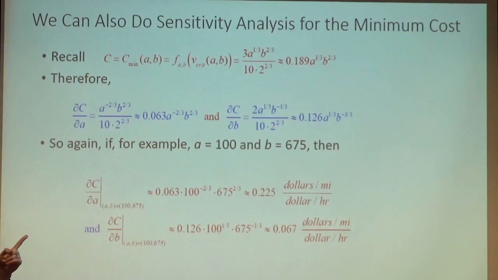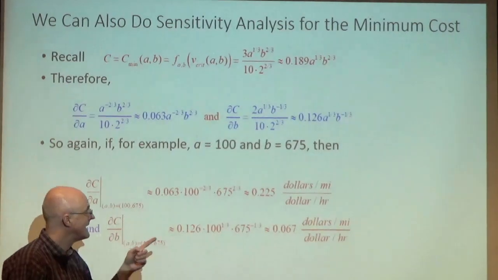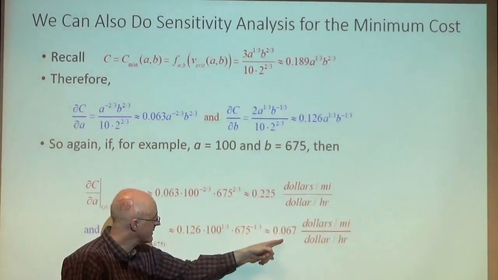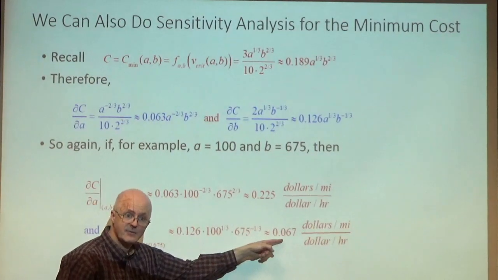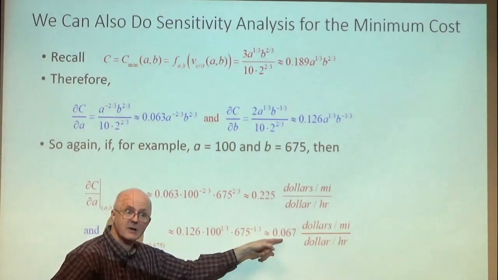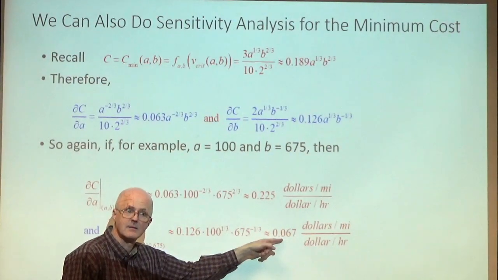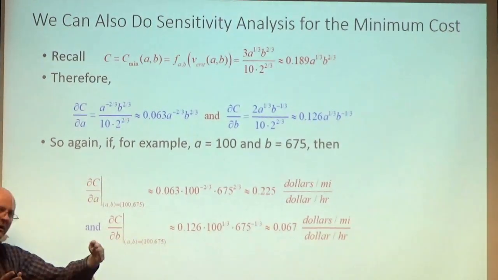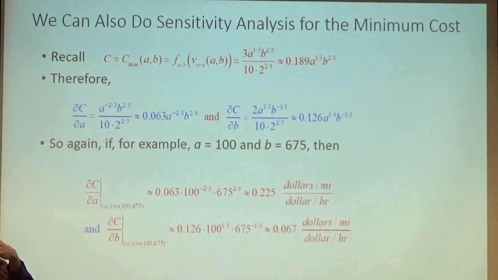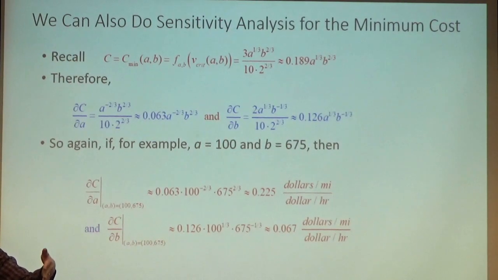Here's something useful. Which one affects your cost more? Changing A or changing B? Changing A does, because this partial derivative is bigger than that. A, the fuel cost, small changes in A have a bigger effect on your total cost than small changes in B. For the same small increase in either A or B, those fuel costs or maintenance, salary costs in dollars per hour, A has a bigger effect on your minimum cost. That's really cool. It's telling you something useful.